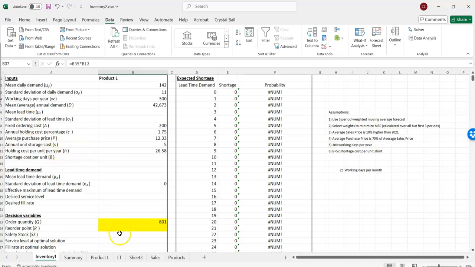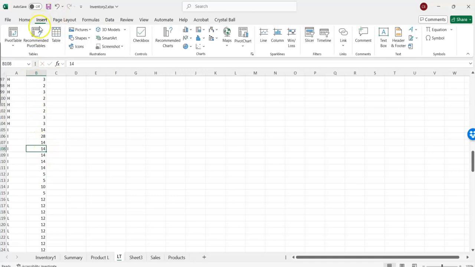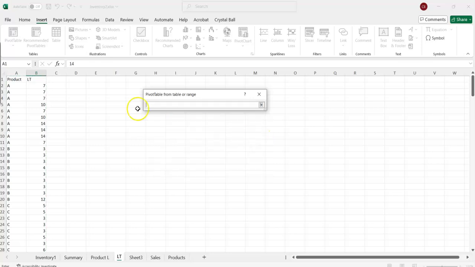So we have a sample on the LT tab here, which was taken from the product sales data of lead times for all these products. One way to make sure we calculate this correctly would be to use a simple pivot table. So we'll insert a pivot table. In this case, I think I'll just place it in the existing worksheet and choose a location up here at the top.